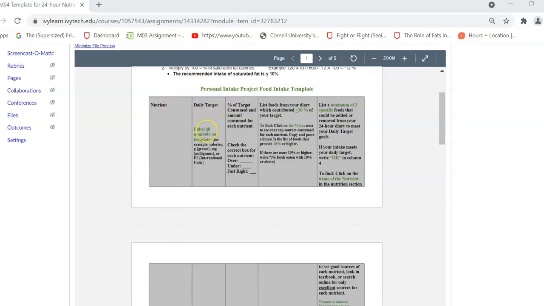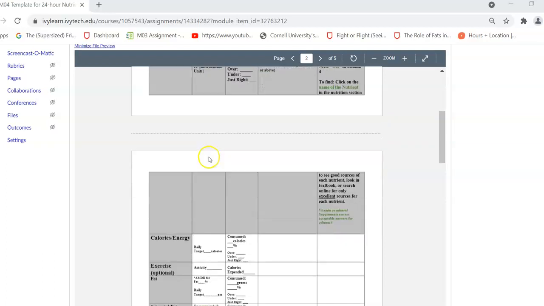Okay, so again, column 1, nothing you need to do here. Column 2, put in your daily target and make sure you label it. Column 2 is what you actually consumed. This is your recommendation. This is what you actually consumed. Fill out the information. Mark if it's over, under, or just right. Column 3 will be recording what foods you ate that contributed 10% or more to that intake. You will get the information from chronometer, write it down, and then type it here. The food should be listed as well as the percent.